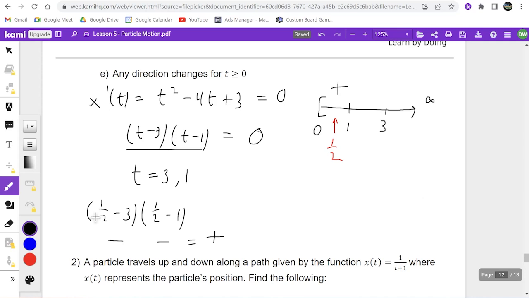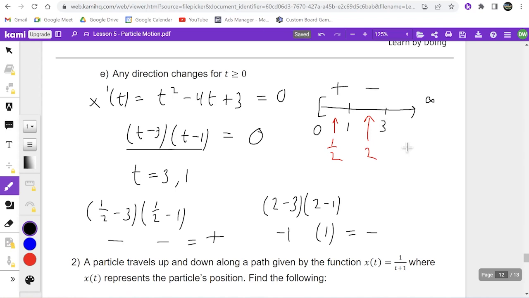Next, I need a number between 1 and 3. Obviously, 2 would be the best choice. So for 2, I do the exact same thing. I'm going to say 2 minus 3 times 2 minus 1, the factored form, just plugging in 2 for t. 2 minus 3 is negative 1, times 2 minus 1 is positive 1. Negative times a positive gets me a negative, so that's negative.